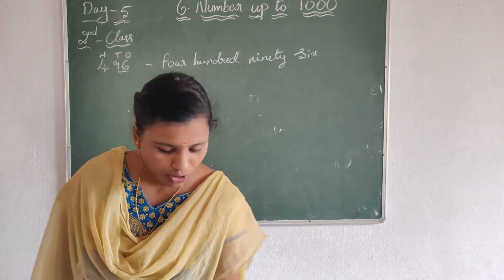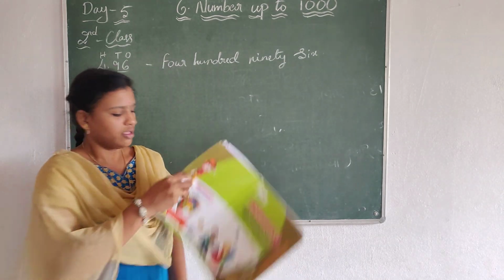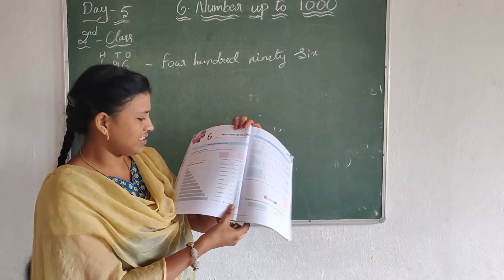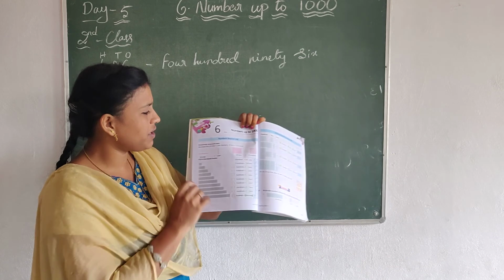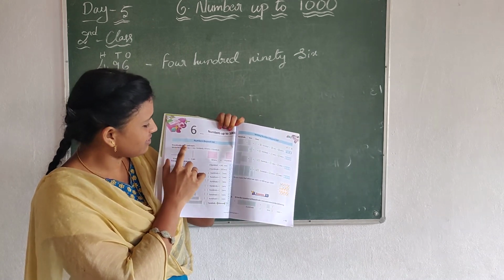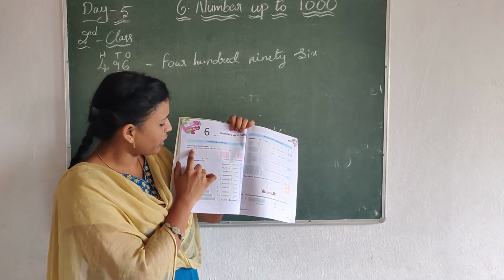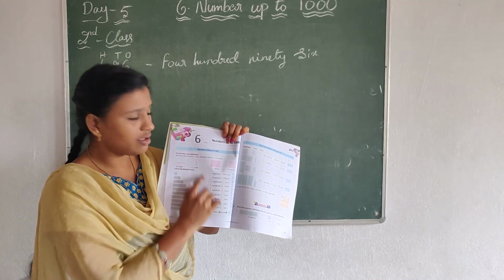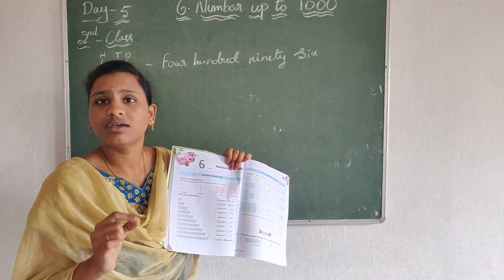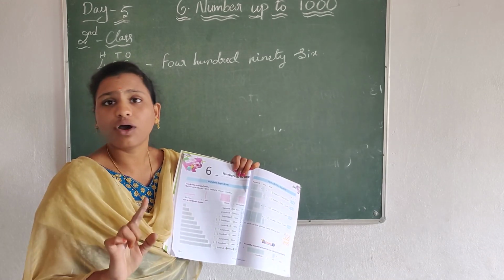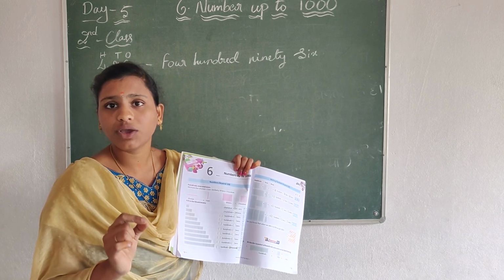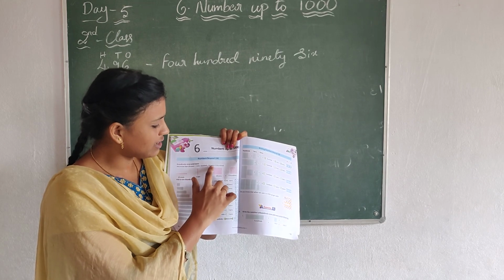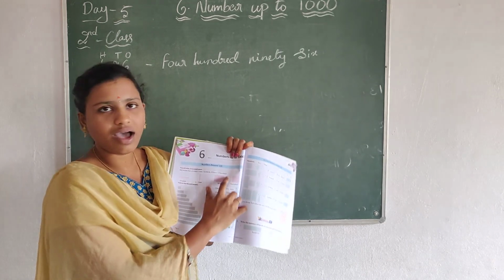Okay, let's all of you open your textbook, page number 62, 6th chapter. Look at these pictures: numbers beyond 100, hundreds, tens and ones. We know that 10 ones is equal to 10. Similarly, 10 tens equal to 100.